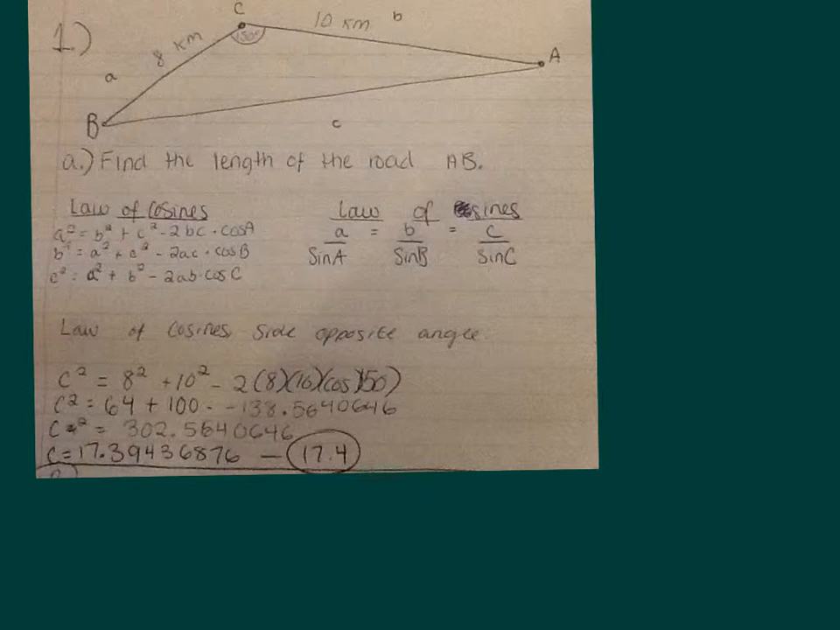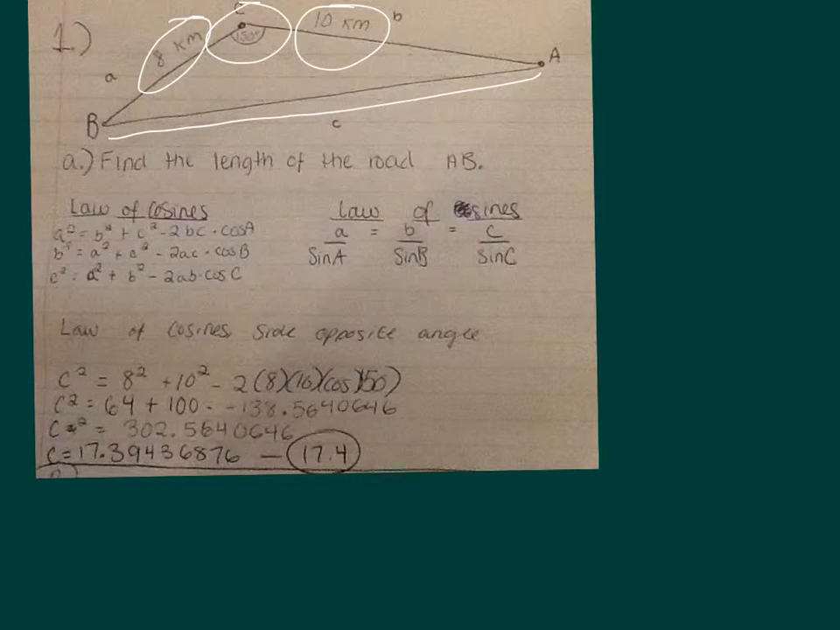So here we have a triangle, and we have to figure out what little c is, or line AB. So let's see what I have to help me here. I have one given angle and two given lengths. My given angle is C, 150 degrees, and my given lengths are 8 kilometers and 10 kilometers. And I have to figure out what this length is.